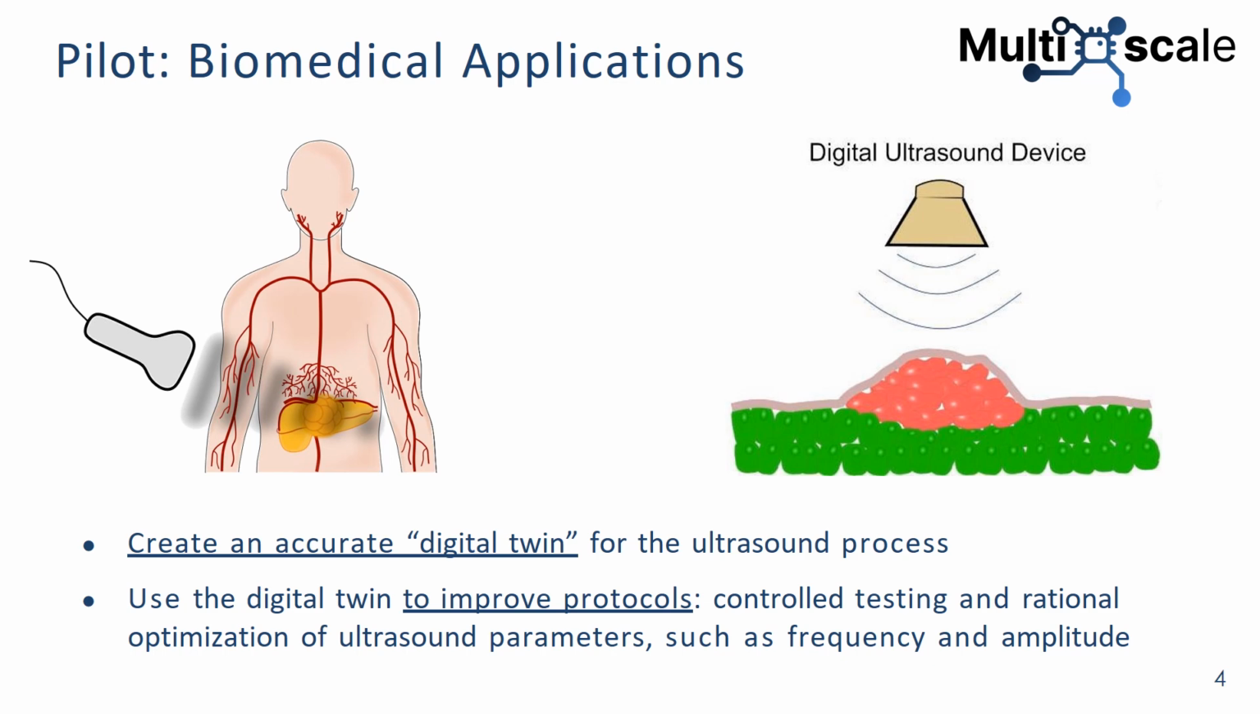And in the case where we have a digital twin, we get this opportunity to improve protocols, right? So to be able to do controlled testing and rational optimization of the parameters that are available to us for ultrasound, such as the frequency and the amplitude. So there's a lot of possibilities that open up when we have something like an accurate twin of this process.